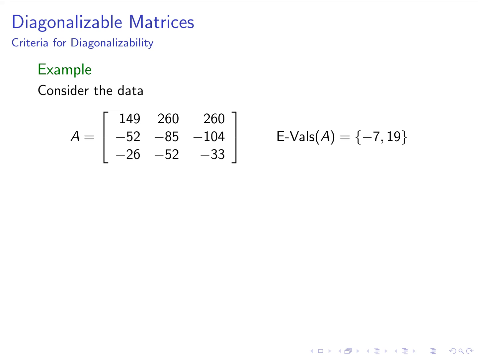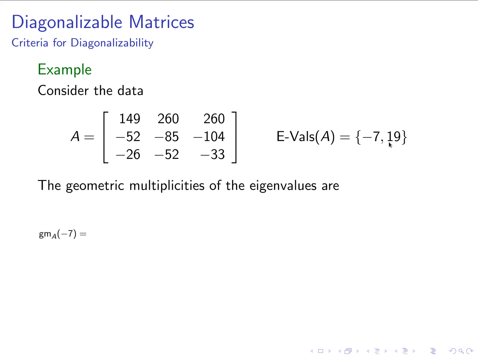So let's see some examples. Here we have the data of a 3 by 3 matrix where someone is handing us the eigenvalues. So here the eigenvalues happen to be lambda equals -7 and lambda equals 19. Well, we can calculate the geometric multiplicity of these eigenvalues. The geometric multiplicity of -7 as an eigenvalue, remember, is the nullity of the difference between A and -7 times the identity. So what we do is we subtract -7 from the diagonal, which is the same as adding 7 to the diagonal, and we check the nullity of the resulting matrix.